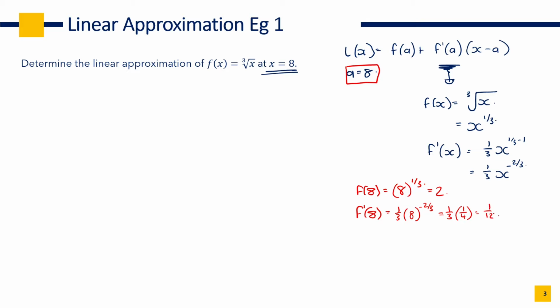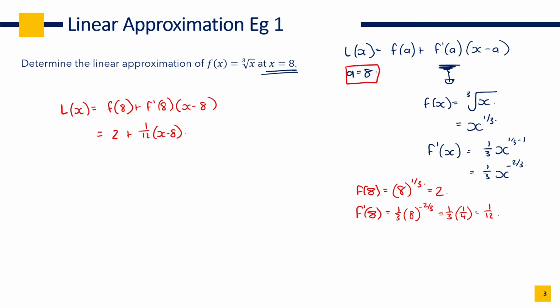So now we have everything we need to substitute into the original formula. We have L(x) is equal to f at 8 plus f prime at 8 times (x minus 8), and we just put in all our values. So you have 2 plus 1/12 times (x minus 8).